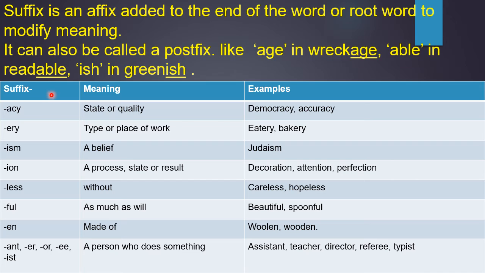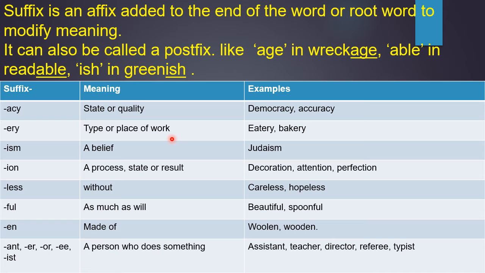Now let's see some other suffixes, the meaning and the examples. The first is CY. This means state or quality. State or quality. Example is democracy. Now in this democracy we have CY in it. Now the next is accuracy. Accuracy. Now the next is ery. Ery. So it means type or a place of work.